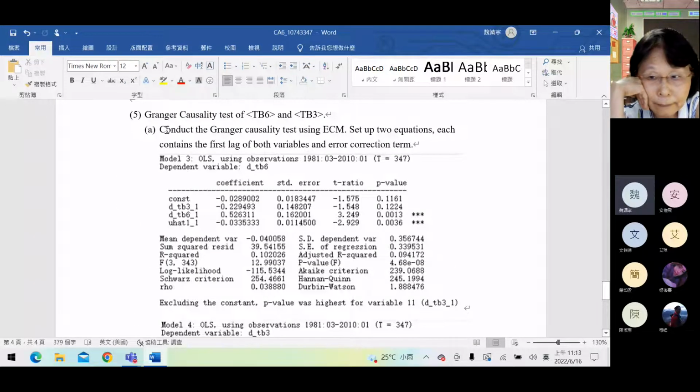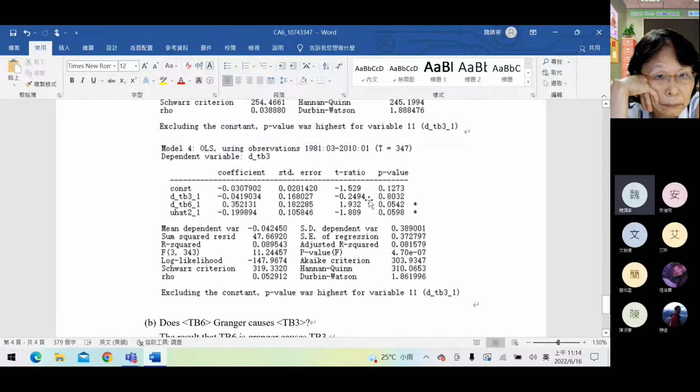Number 5 is the Granger causality test of TB6 and TB3. Part A conducts the Granger causality test using ECM. Set up two equations, each containing the first lag of both variables and the error correction term. This one is the first regression, and this one is the second regression.